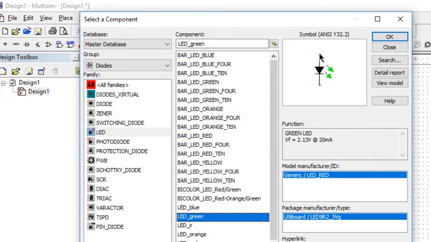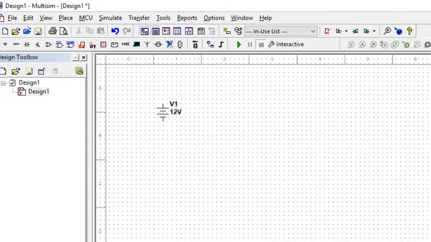If you want to know how the current actually flows in an LED, and all the behind the scenes working, you can follow the link in the description. For now, let's keep it simple and to the point.